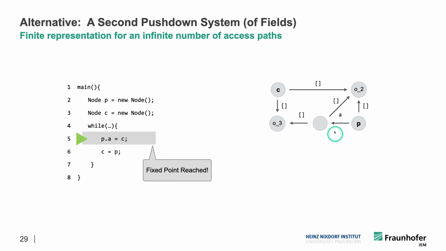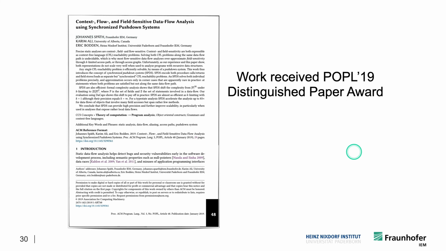I should say that this way of representing access paths as automata, it's not entirely novel. So there has been a previous approach called access graphs that was trying to do something similar. But we were actually the first to use this kind of modeling through pushdown systems in combination with a second pushdown system that also models calls and returns. And this is work that we actually published in 2019, so that even received a distinguished paper award at our top conference, POPL.